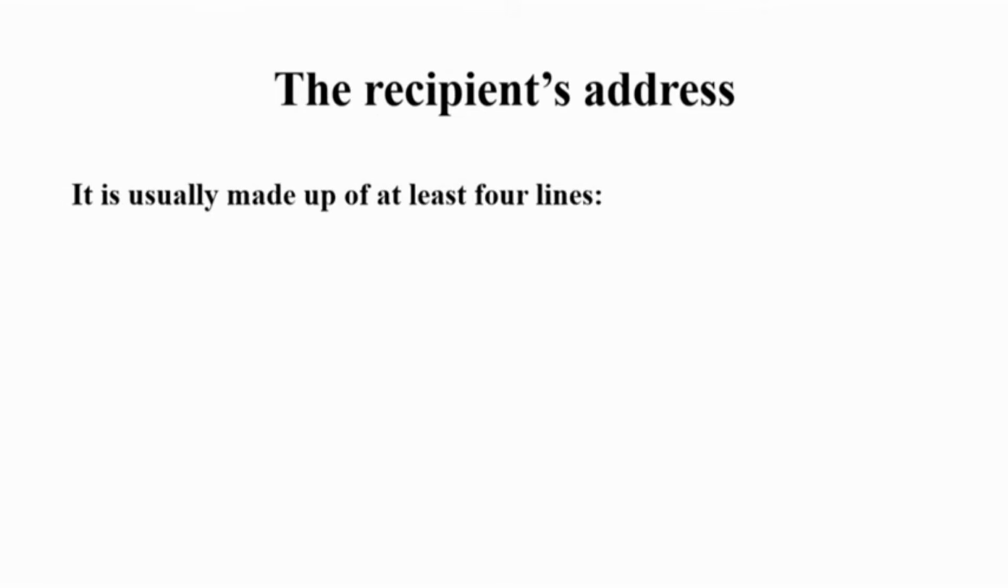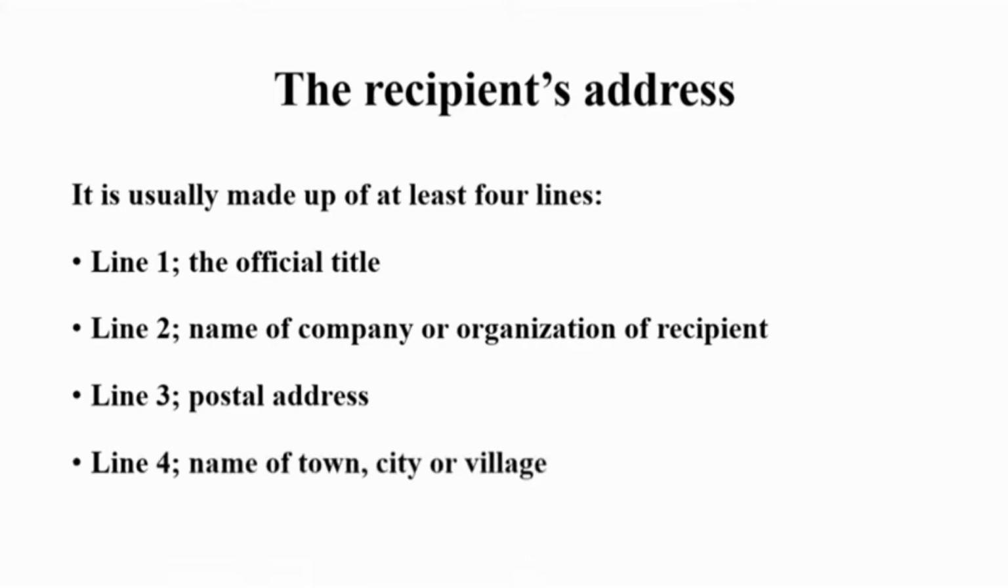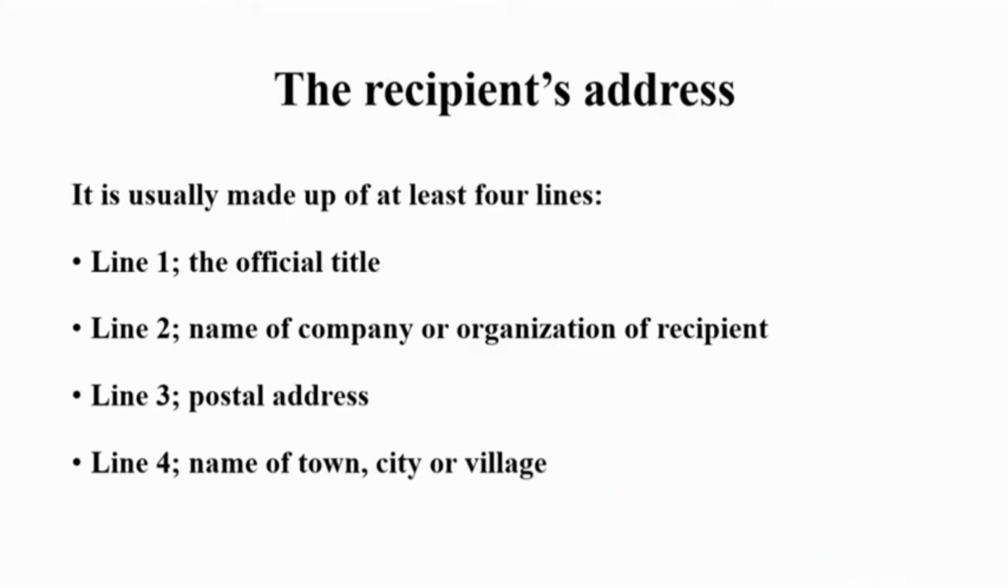The recipient's address is usually made up of at least 4 lines. This implies your recipient's address should not be less than 4 lines. The first line contains the official title of the recipient. The second line contains the name of the company or organization of the recipient. Third line contains the postal address. Then the last line, the name of the town, city, or village.